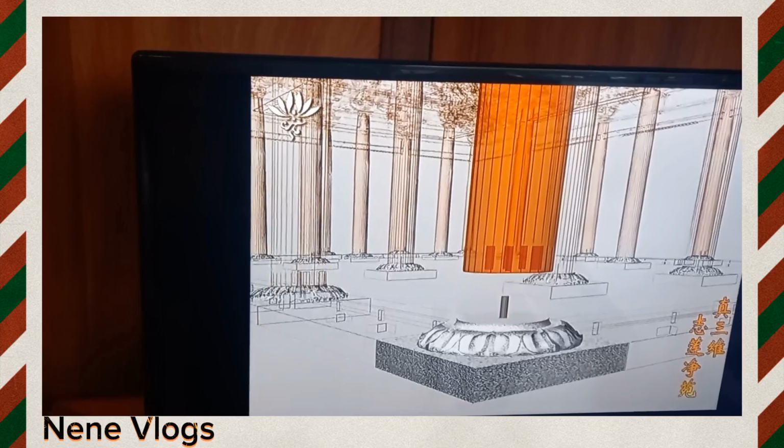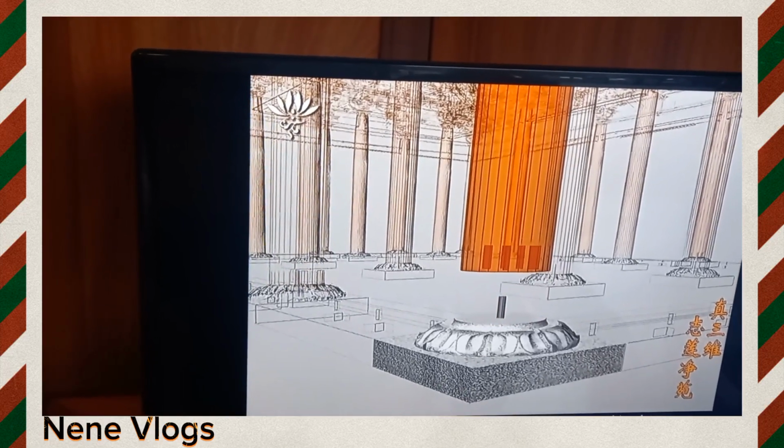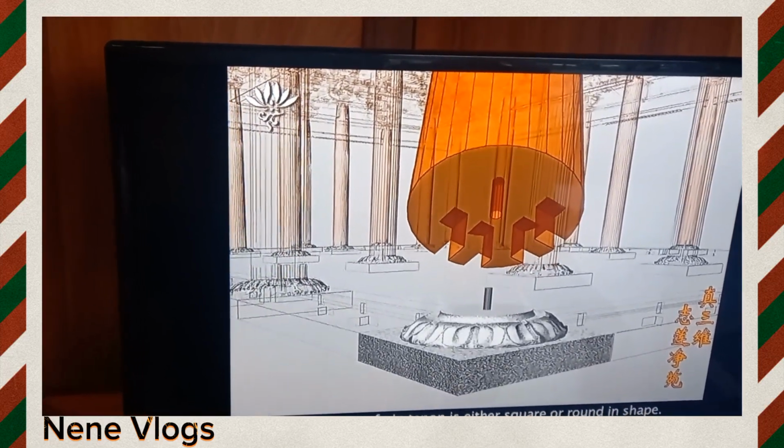The section of pin tenon is either square or round in shape.